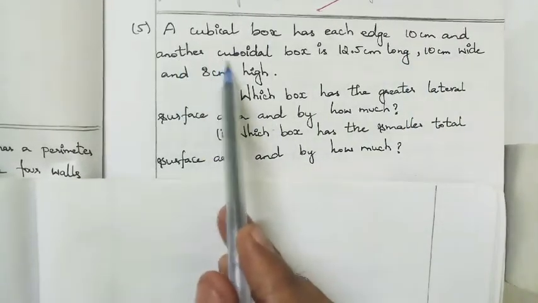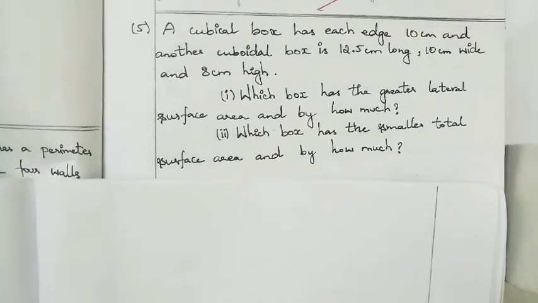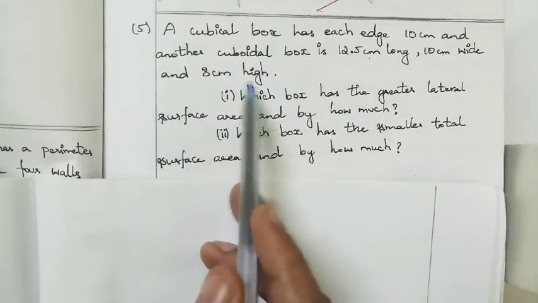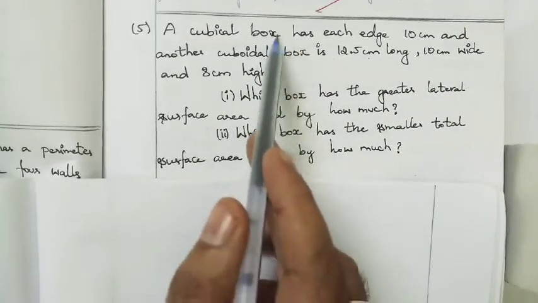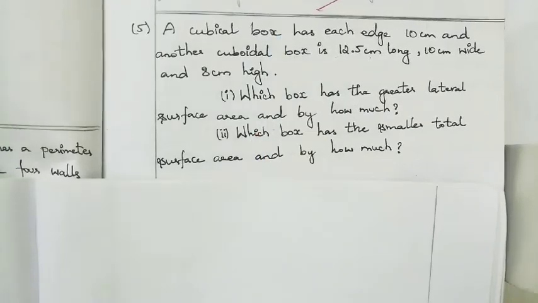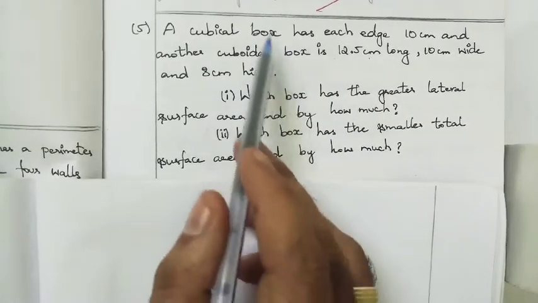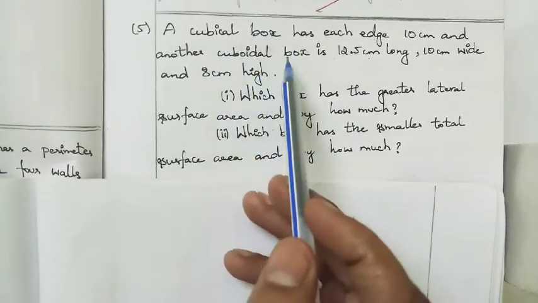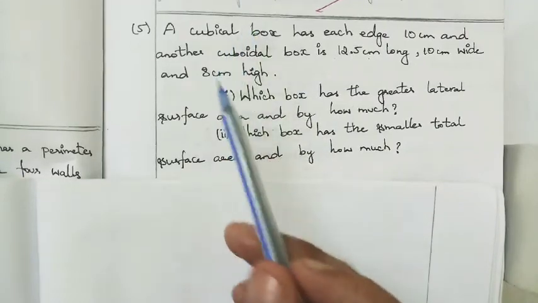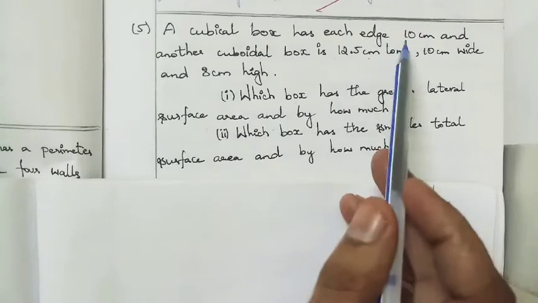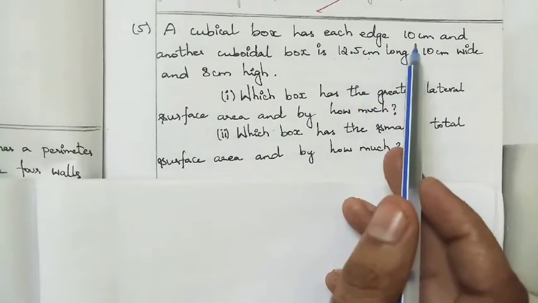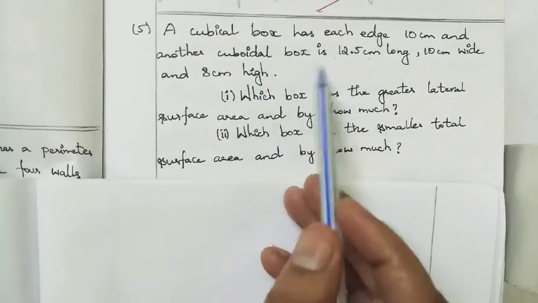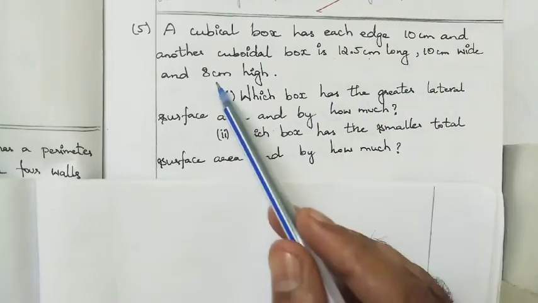And another cuboidal box, that is nothing but a cuboid, right? The cuboidal box is 12.5 centimeter long, 10 centimeter wide and 8 centimeter height. We are having two different 3D boxes, right? One is nothing but a cube box, another one is nothing but a cuboid box. For finding the surface area and volume of a cube, we need the side alone, the side or edge alone is enough. For finding the surface area or volume of a cuboid, we need length, breadth and height, right?